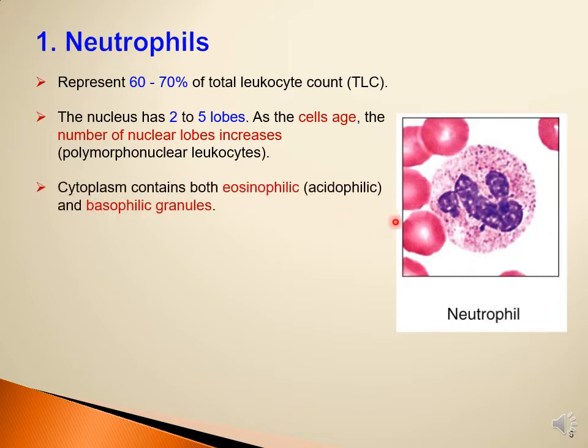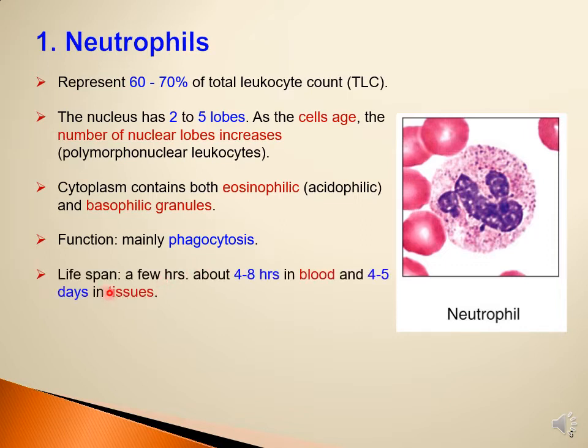The cytoplasm, as you can see here in this image, contains both eosinophilic and basophilic granules, the pink and the dark purple granules. So we have acidophilic and basophilic granules. That's why we call them neutrophils, since the cytoplasm contains both types of granules. The main function of neutrophils that you should always remember is phagocytosis. Neutrophils are phagocytes. They can engulf dead cells, microbes, and other worn-out materials or products of damaged cells.